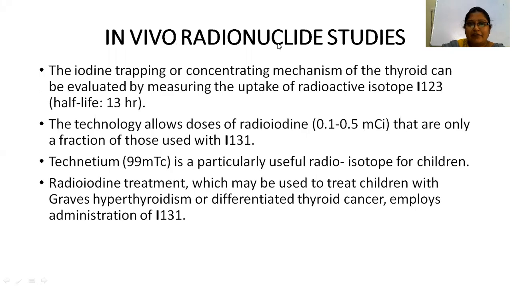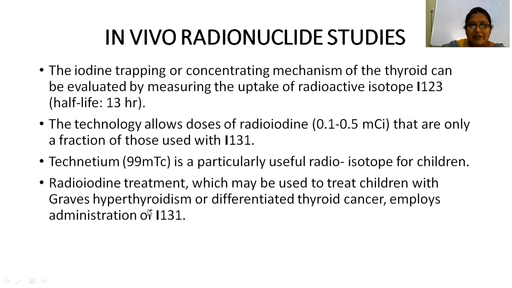Next is in vivo radionucleotide studies. Depending upon the iodine trapping and concentrating mechanism, we will distinguish whether the thyroid gland is present in the normal site or ectopic, or whether there is any dysgenesis like that. So most commonly we'll use iodine 123 and technetium scan.